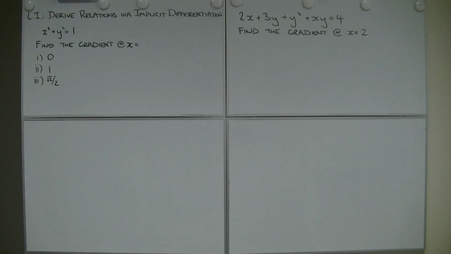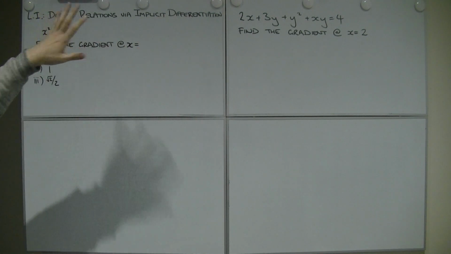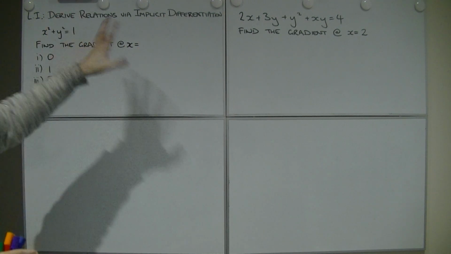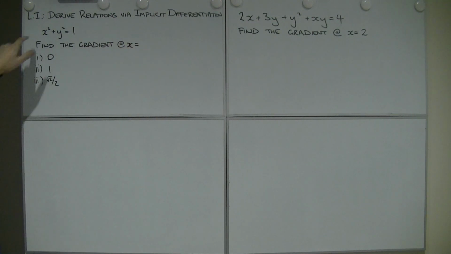Okay, derive relations via implicit differentiation. Now, what we're going to do is implicit differentiation, but first we're going to do this the normal deriving way, just so we appreciate the difference and why this is actually so handy. Okay, so we're going to start with a relation.